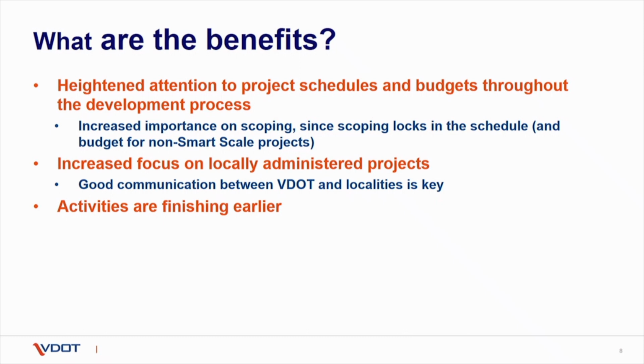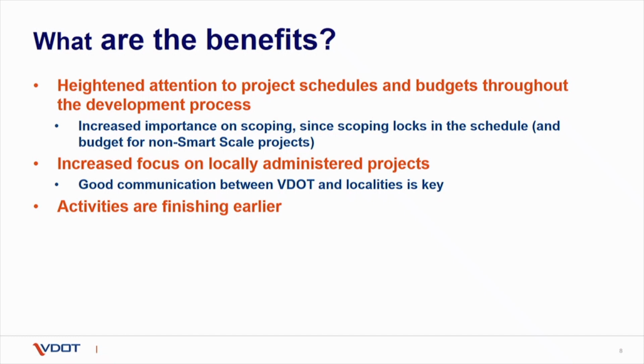So benefits. What this has really helped us do is get heightened attention to project schedules and budgets. This has been a big deal, especially to our Commonwealth Transportation Board that provides oversight to us. One of the reasons that we did the whole Smart Scale program was we did not want projects to get in the hopper and get on a wish list, and 30 years later, we're still trying to build it. And that is going through the data here.